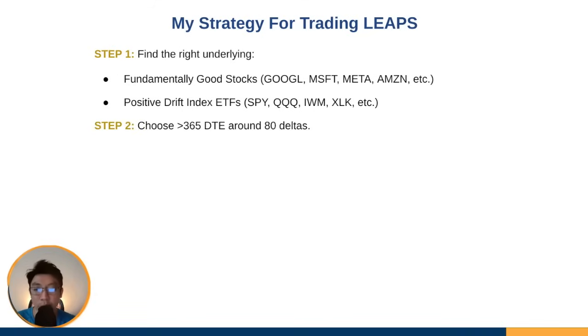So step number 2, this is where we get into the details of choosing the exact options, right? So basically, we're going to go for long-term ones. That's why it's called LEAPS. I look for the one that's above 365 DTE. Some people prefer shorter. Some people prefer much longer. Hey, this really comes down to you.